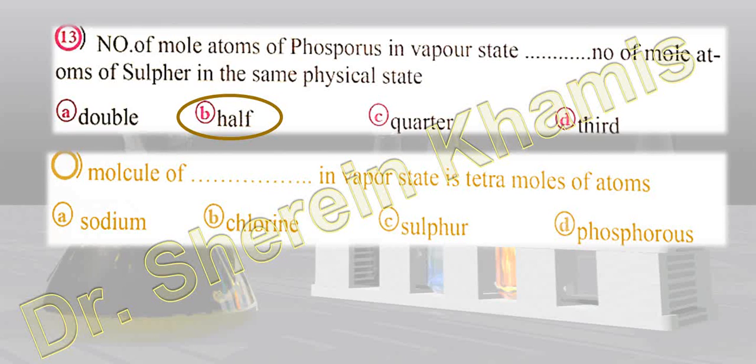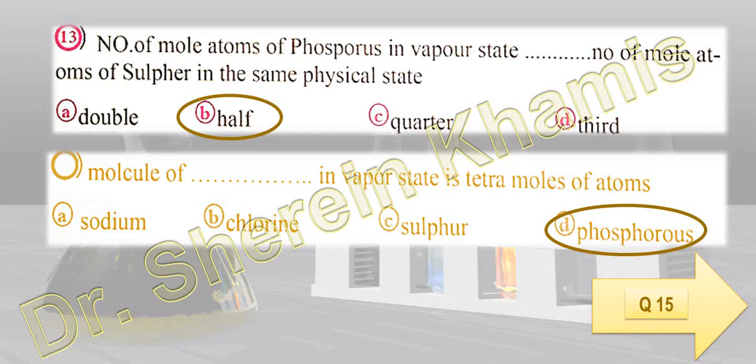Okay, we have question number 14. Molecules of what in the vapor state are tetra atomic, with 4 atoms inside 1 mole? We said it in the previous question. We have phosphorus, 4 atoms in 1 mole in the vapor state, and sulfur, 8 atoms in the vapor state, and we also take carbon that collects to form 6 atoms in 1 mole. Okay, we have another question.